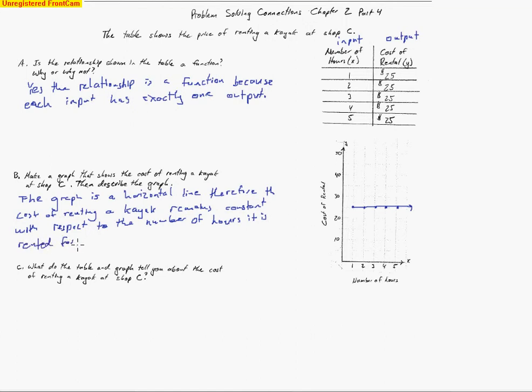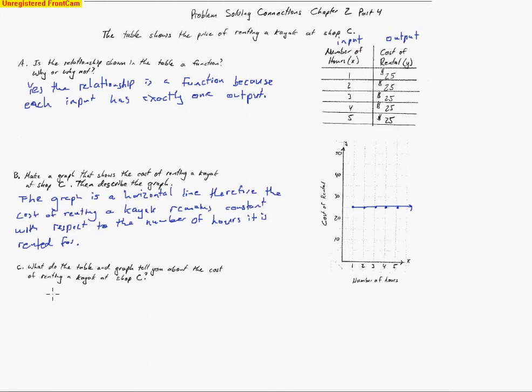So as you see, when I'm describing the graph, I first talked about how it's a line. That means that it is straight between points. It does not curve at all, and it's horizontal, so it's parallel to the x-axis. And then I talked about what the y-axis represented, the cost of rental, compared to the x-axis. And so as you're describing a graph, make sure you give what the y-axis is. Tell me what that represents, the cost of rental, versus what the x-axis represents, the number of hours.